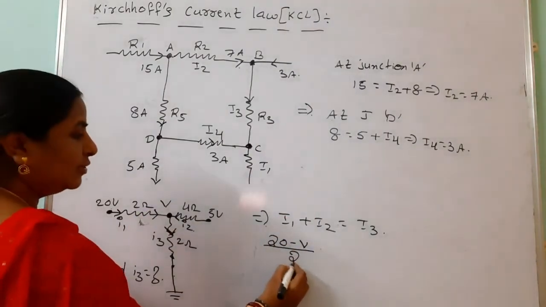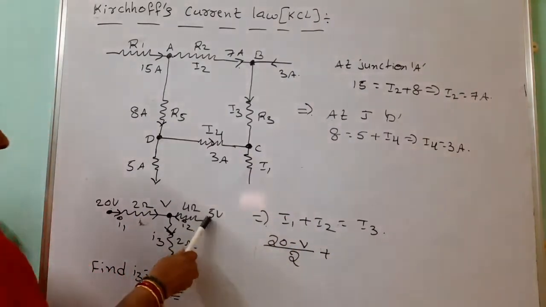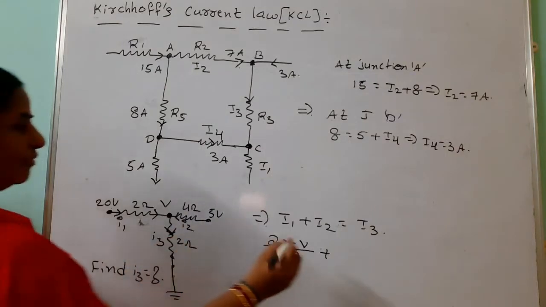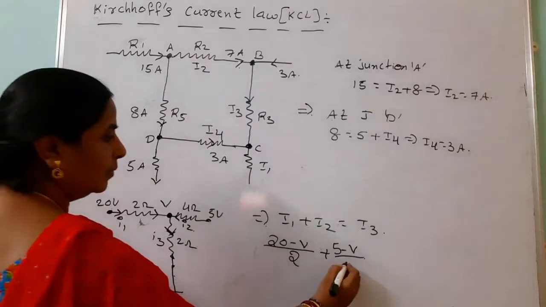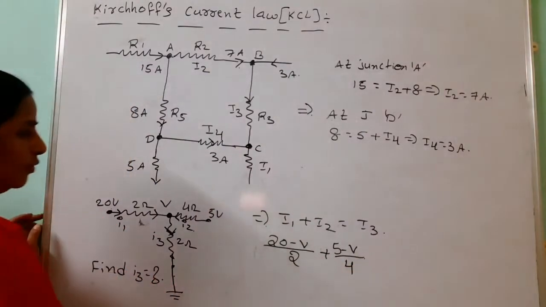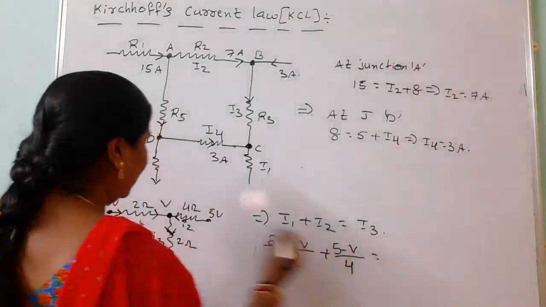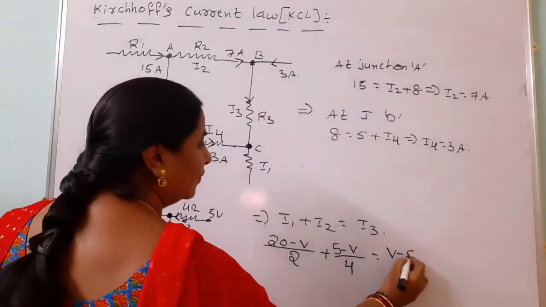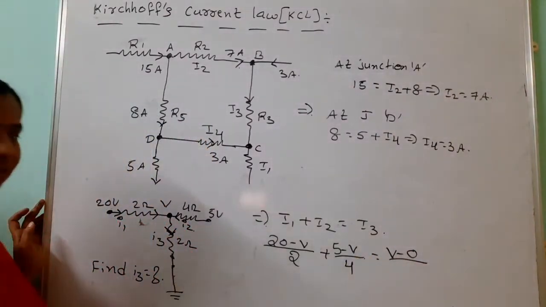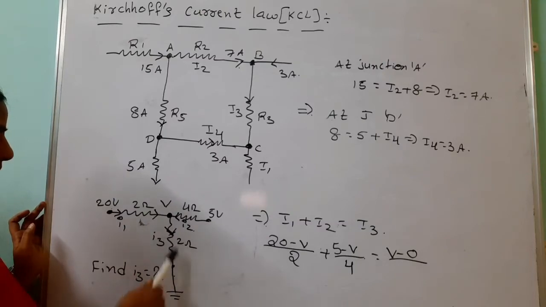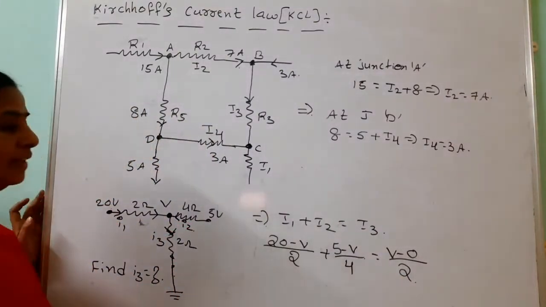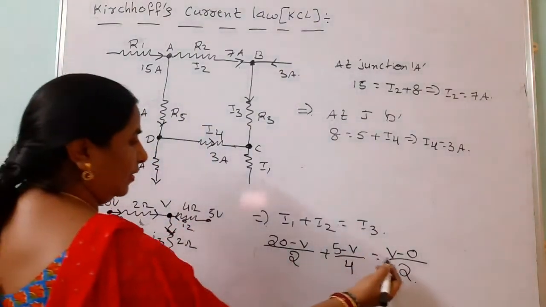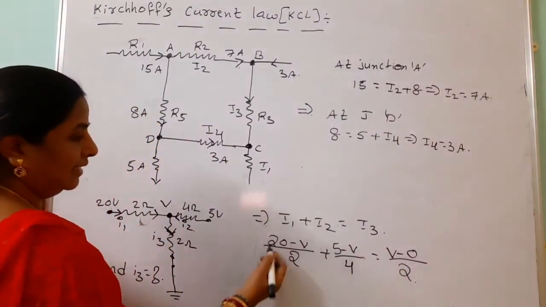Resistance is how much? 2 ohms. Plus here how much potential is there? 5 minus V divided by what resistance, the 4 ohms, equals I3, which is V minus 0. Why? It is connected to earth. We can treat earth potential as always 0. V minus 0 divided by 2. You solve this one, then you can get that.